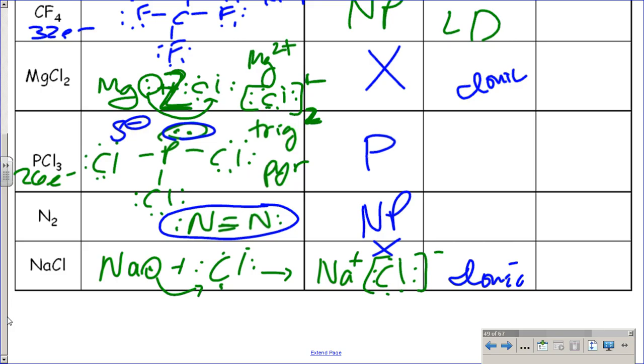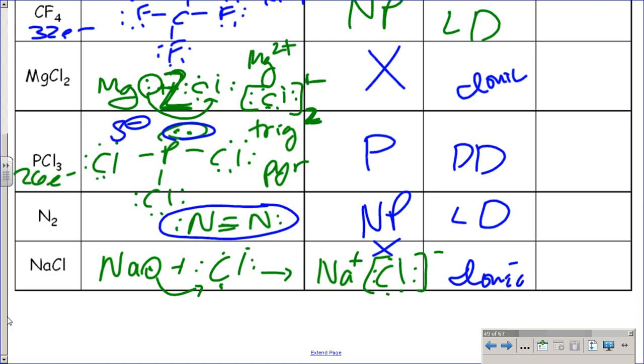This polar molecule: London dispersion, dipole-dipole, or hydrogen bonding? Why dipole-dipole? Right. It's not nonpolar, so it can't be London. It's not hydrogen bonding because there's no H bonded to F, O, or N. Okay, this one? London.